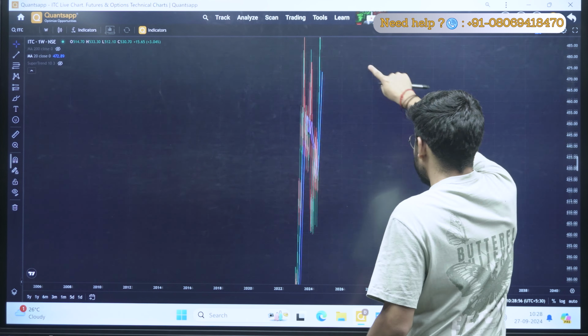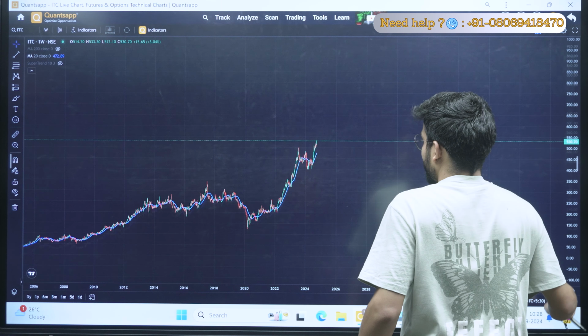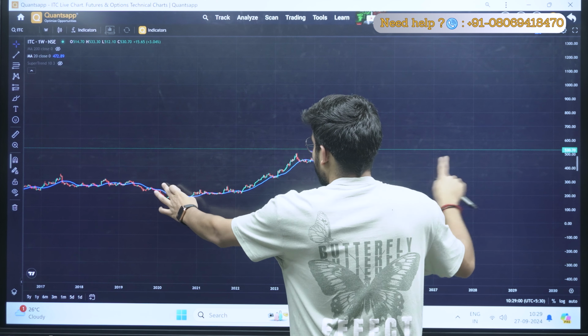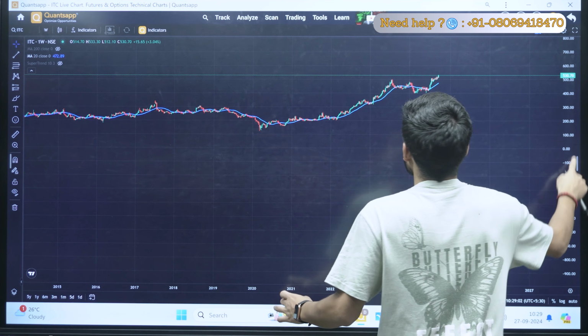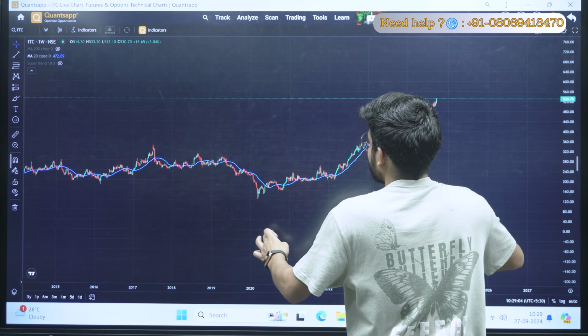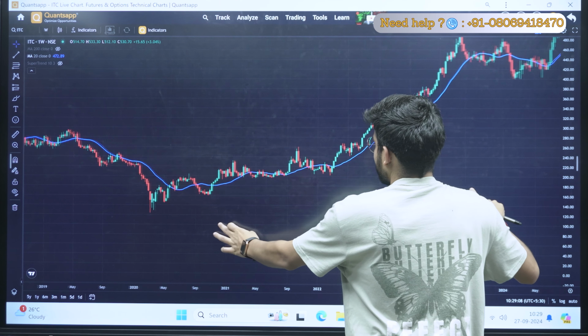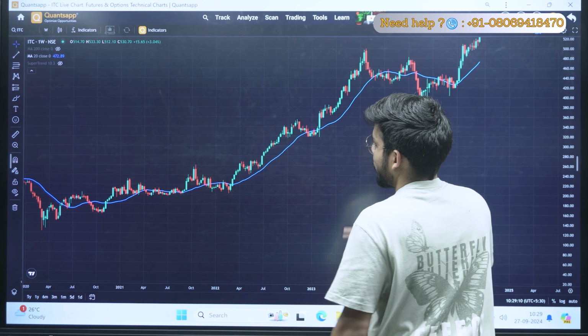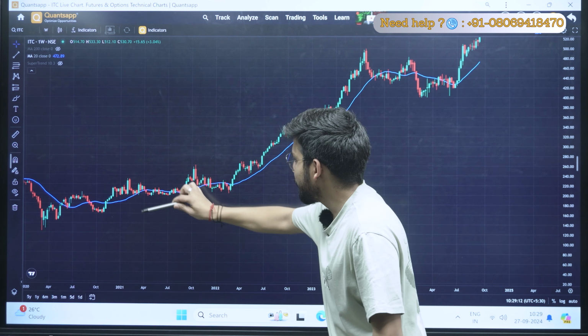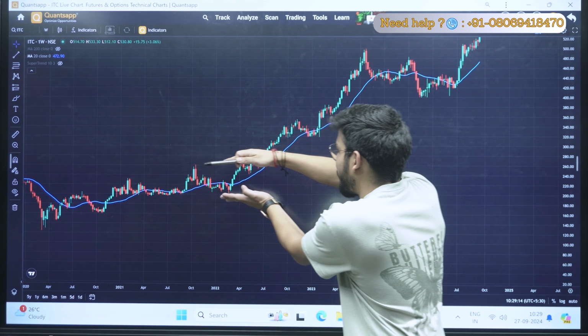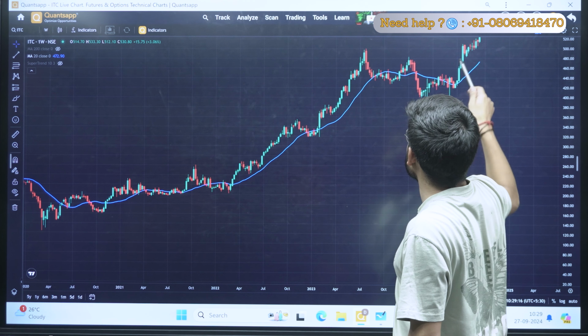Okay, so here it is, I can see, right? This is my ITC chart. Now I can clearly see in this chart, let me zoom it out a little. Okay, yeah, this is my ITC chart. Now I can clearly see from this point of time, there was a very good movement in the market.